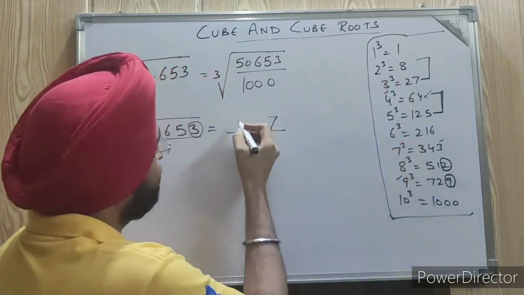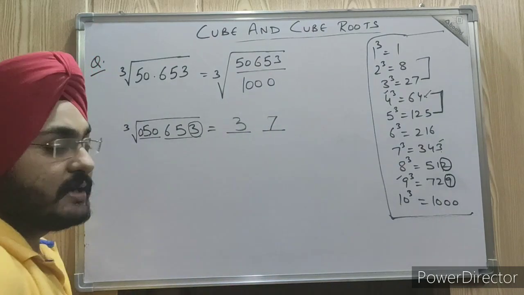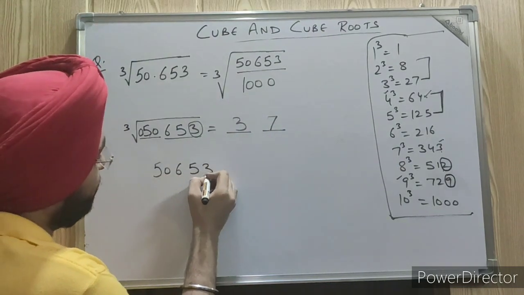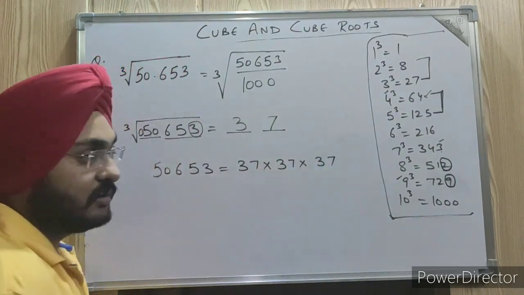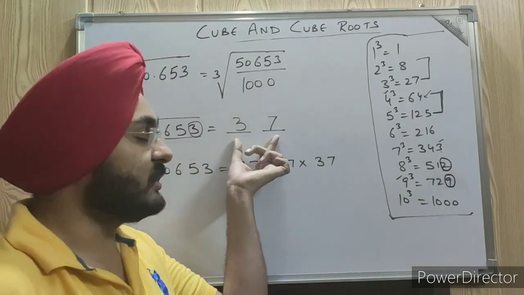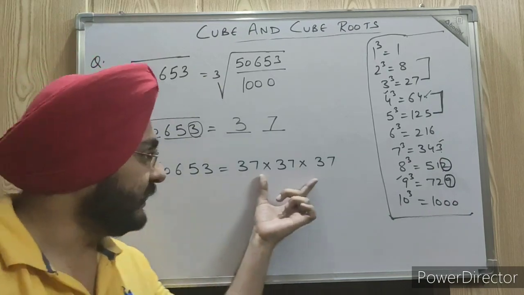Whose cube is this? 3. So I'll be having here the number as 37. So can I write 50653 as 37 into 37 into 37? Yes or no? Since we are finding the cube root of this, it means the 37 cube will be 50653. Can't I write in this way?